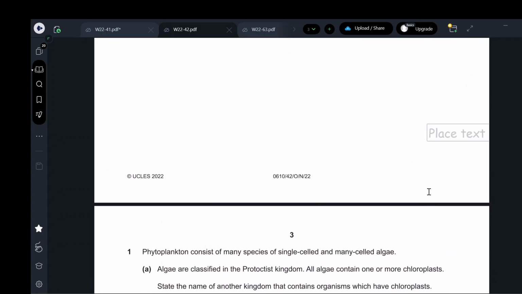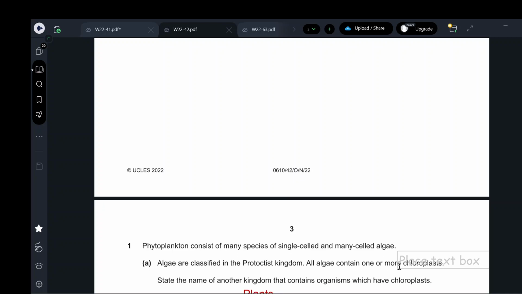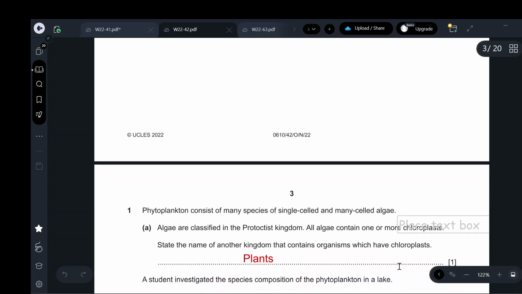Phytoplankton. Let's start. Phytoplankton is the first word in the exam. Phytoplankton consists of many species of single-celled and many-celled algae. Algae are classified in the protoctist kingdom. All algae contain one or more chloroplasts. What is another kingdom that contains chloroplasts? This is an easy question. Another kingdom that has chloroplasts is the plant kingdom, plants.